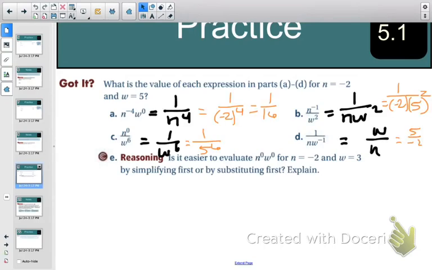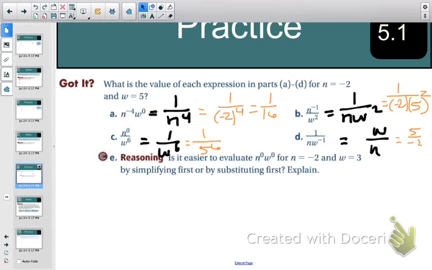Alright, so I've done these. The black ink, fake ink, whatever, is my simplified, and then the orange is when I evaluated. So that's when I plugged in the numbers. On B, I didn't quite finish this because I ran out of room, but it should be 1 over negative 5 to the 6th if you simplify the bottom, evaluate the bottom. I don't know what 5 to the 6th is. It's a big number though. Should be C, and then D is just 5 over negative 2 or negative 2.5.